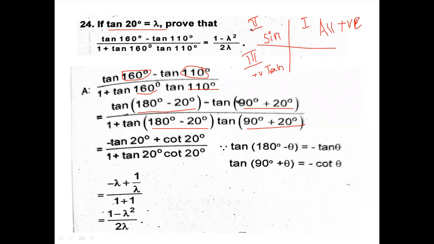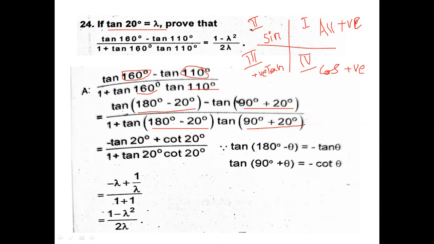Understood? In the first quadrant, all the ratios sine, cos, tan, cosecant, secant, cot are positive. In the second quadrant, only sine is positive. In the third quadrant, only tan is positive. And in the fourth quadrant, cos is positive. Okay?